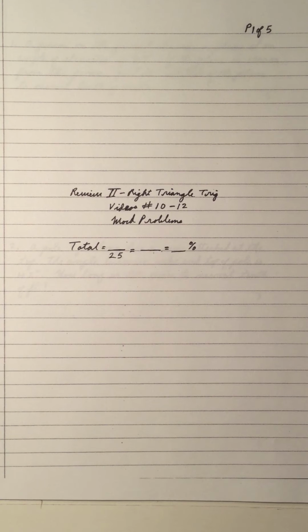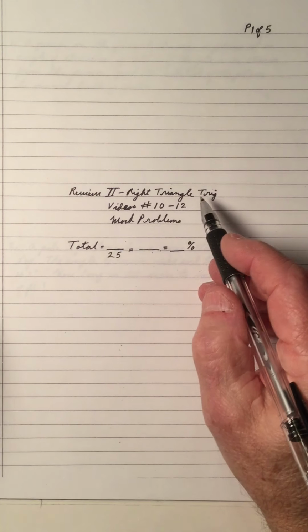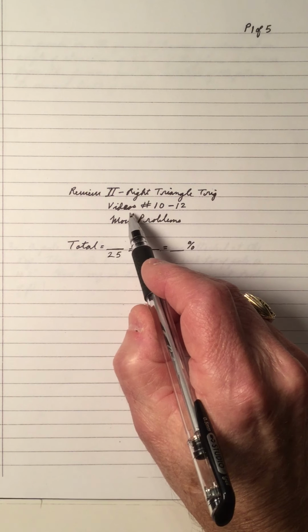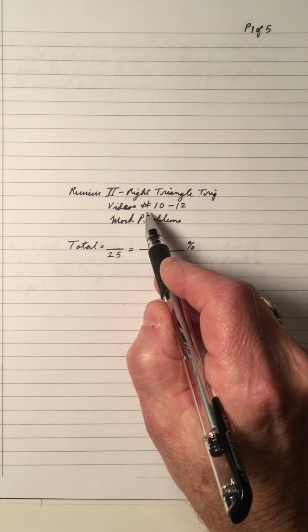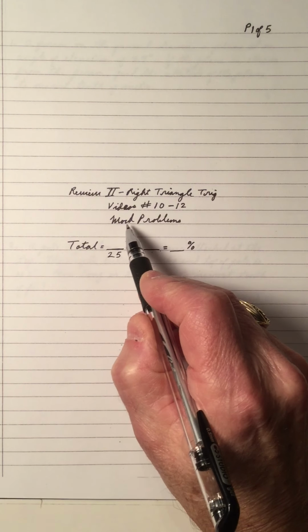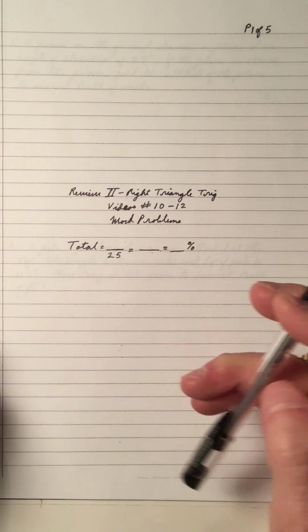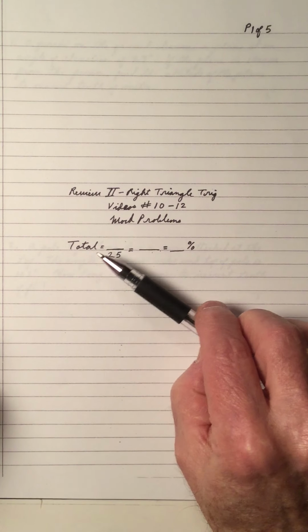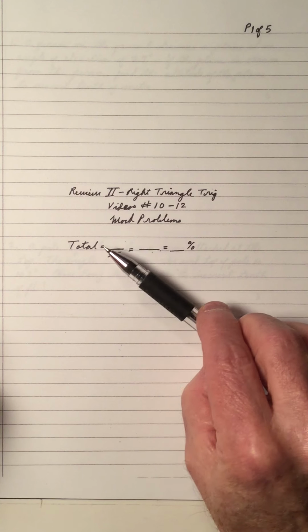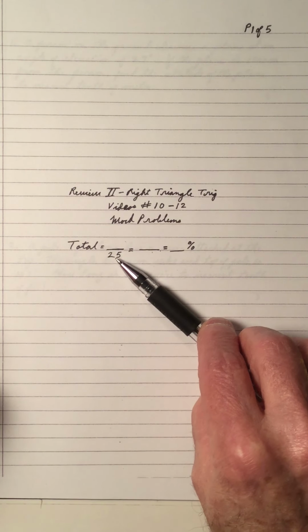Hi, welcome to my video on Review Number 2, right triangle trig. This video is the review of numbers 10 to 12, the word problems. And as with all reviews, we have treated it as a quiz. This quiz is marked out of a total of 25.